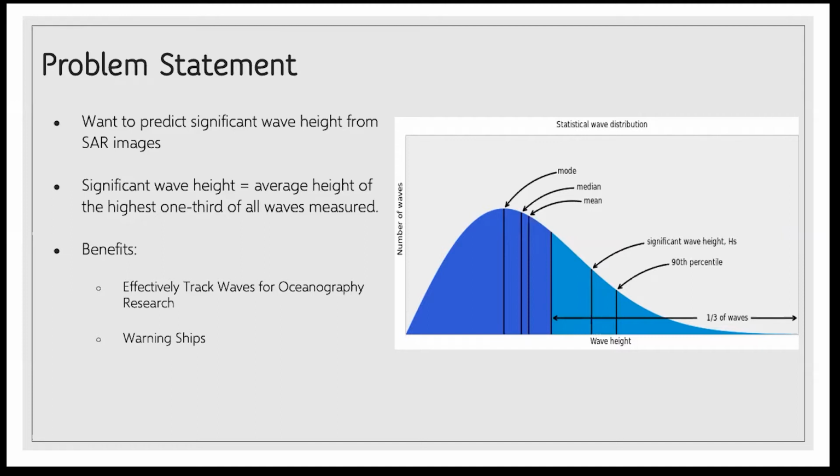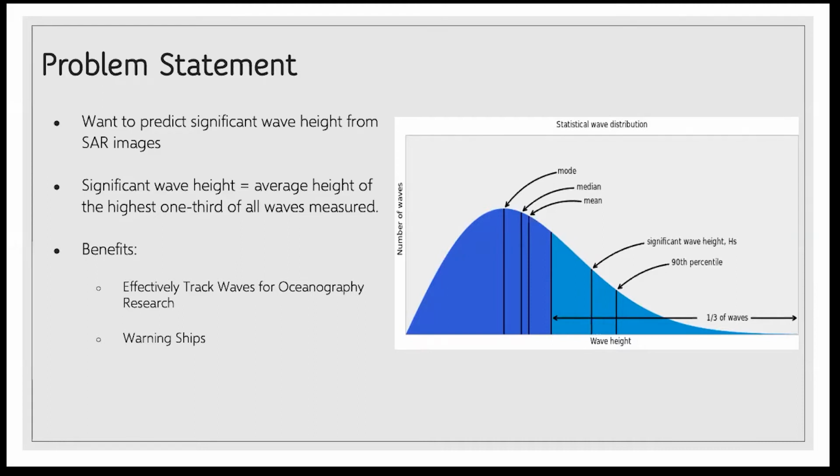And so we can use this to not only benefit oceanography research as a whole, but also outside of academia, we can use this for warning ships of extreme sea state conditions because, with the frequency of these images being taken, we can get more frequent measurements of these wave heights.